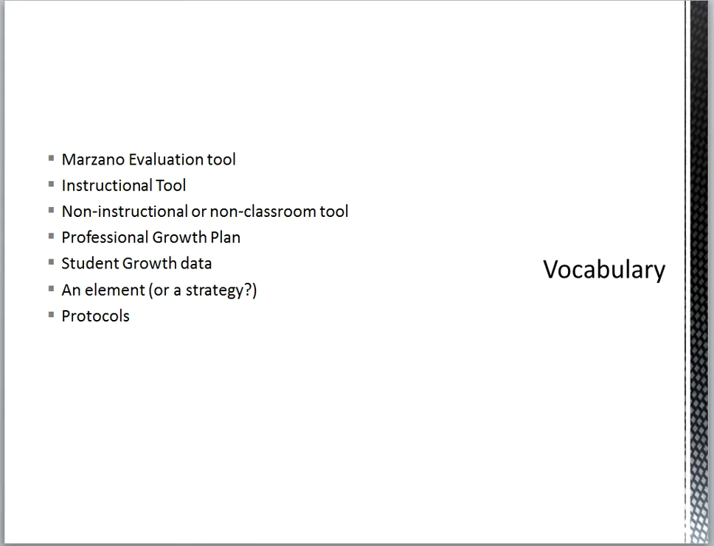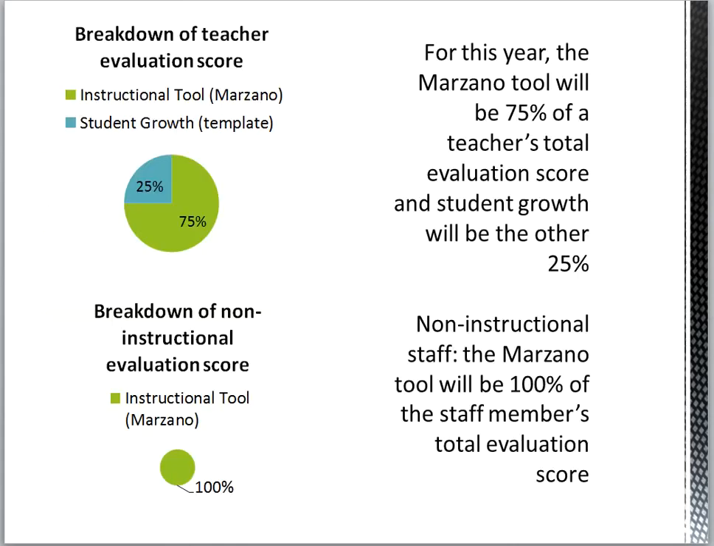When I talk about an element, that is a particular, specific, observable instructional strategy from the evaluation tool. And then the protocols are the rubrics used by your observer or evaluator to determine your score for each of those elements. So just some vocabulary, you'll see them all again as I go through.